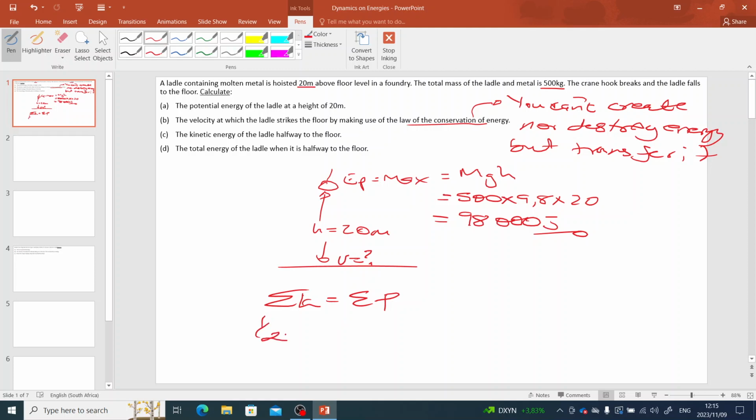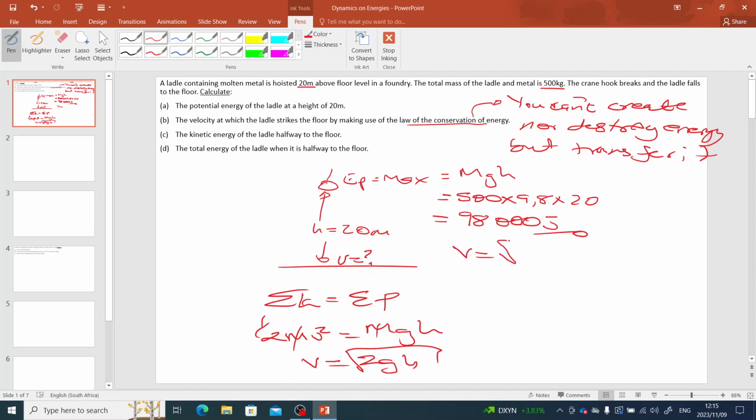EK is 1 over 2 mv squared equals mgh. This is what they want us to use in calculating that velocity, the law of conservation of energy. The m and the m will cancel out, then v would be the square root of 2gh. Remember, this is v squared. That's what we need to use.